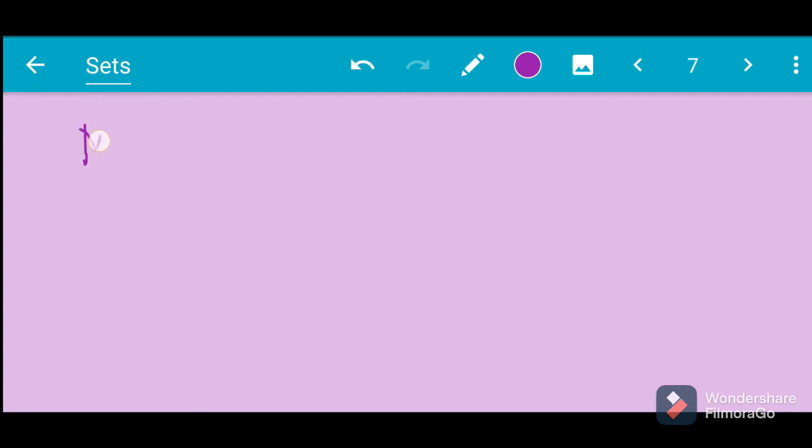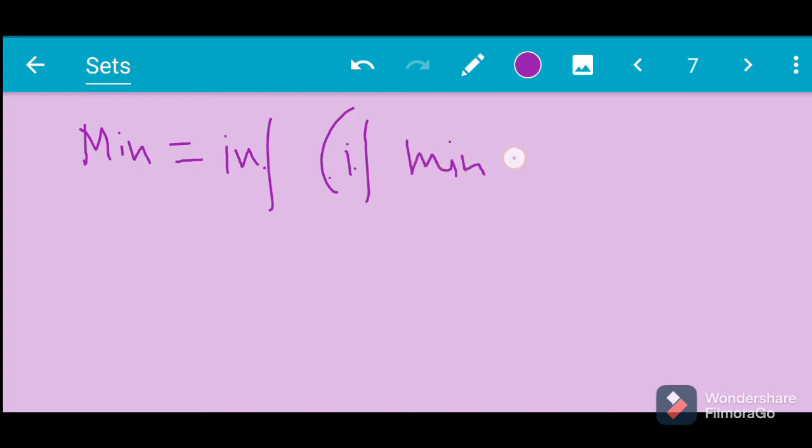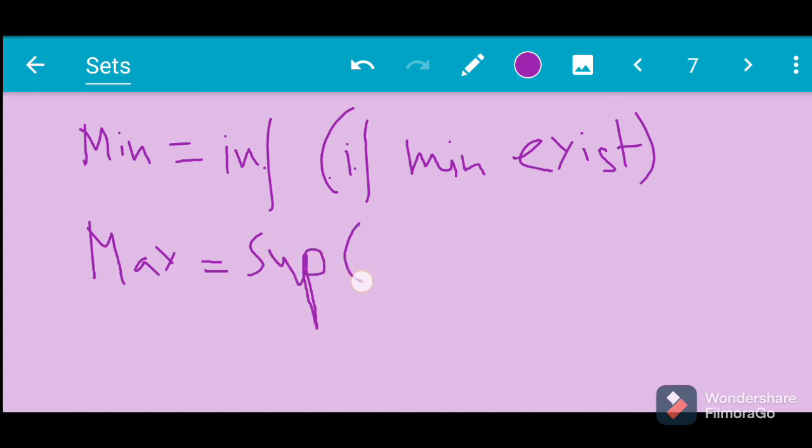So I can conclude this video on this note: minimum is equal to infimum if min exists, and maximum is equal to supremum if max exists.